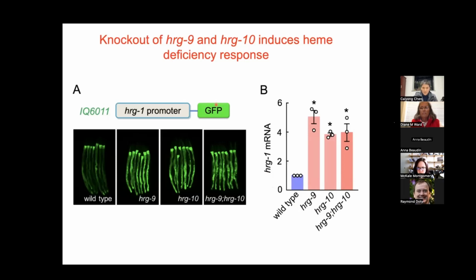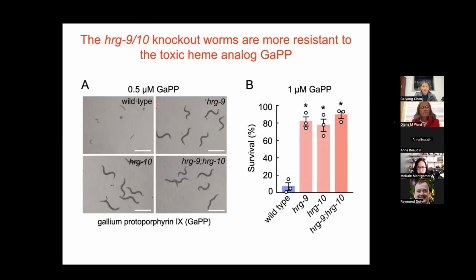To confirm the heme phenotype, we fed the worms a toxic heme analog called gallium protoporphyrin IX, or GaPP. GaPP can enter the cells through the heme trafficking pathway. So in the presence of GaPP, the wild-type worms are severely growth retarded due to the toxicity. But the HRG9 and HRG10 knockout worms, as well as the double knockout worms, are less sensitive. Most of them can still grow into adulthood.